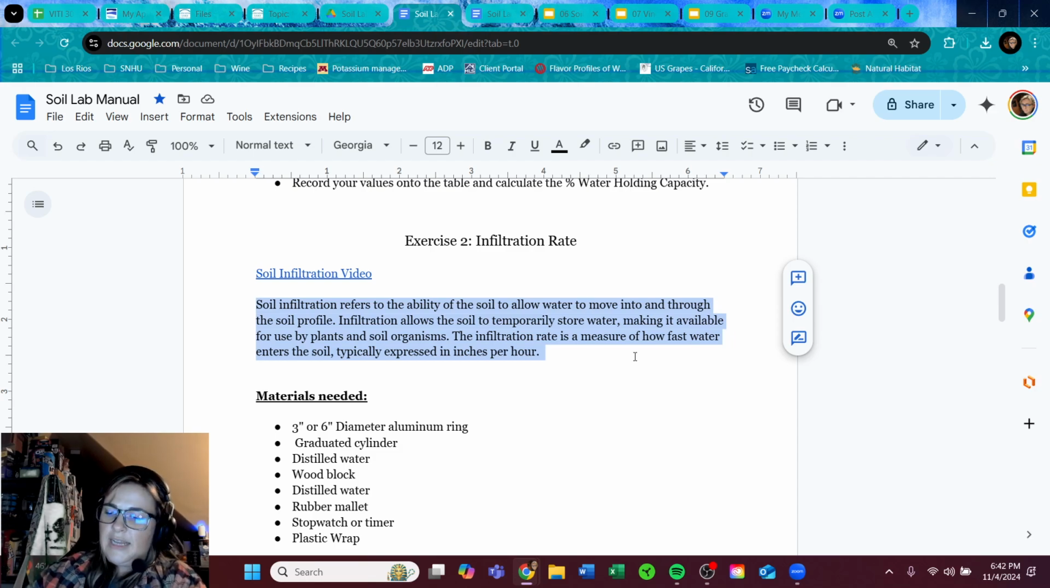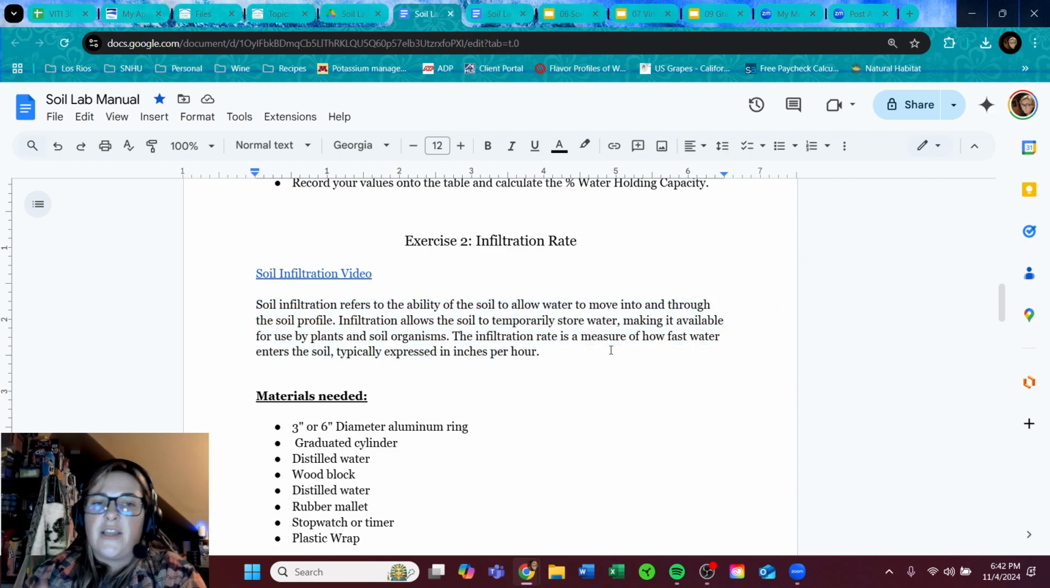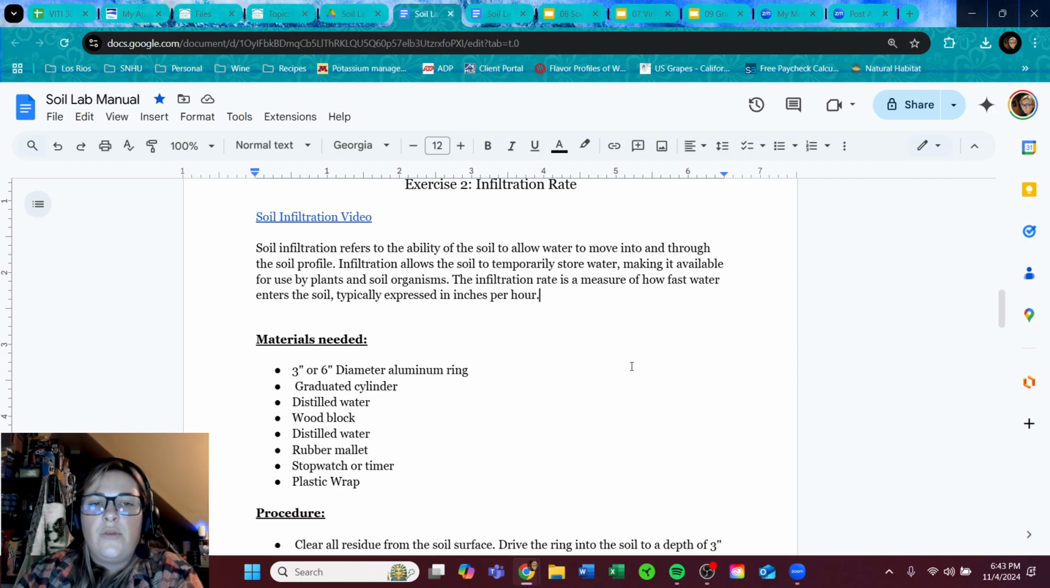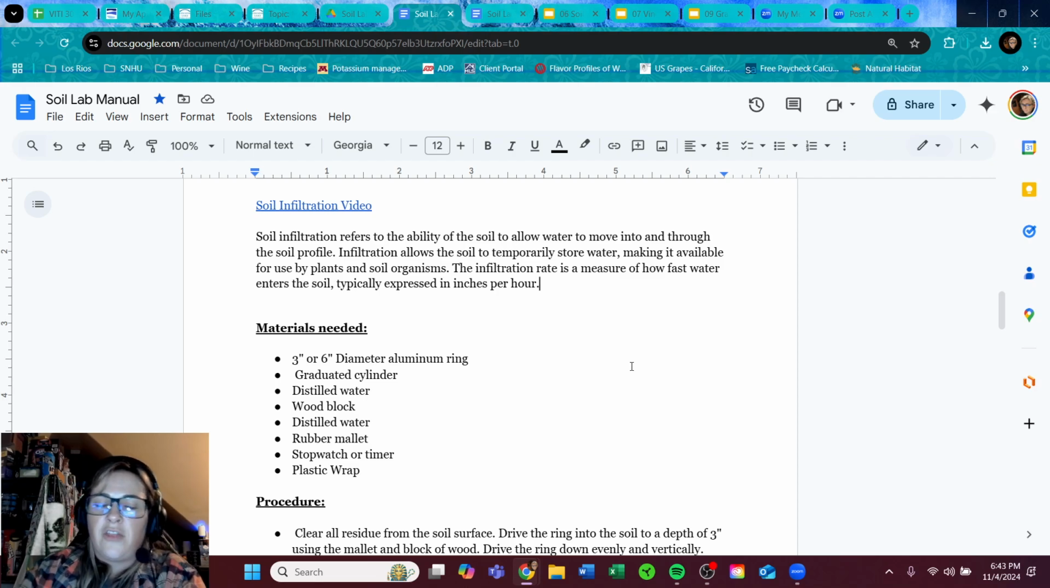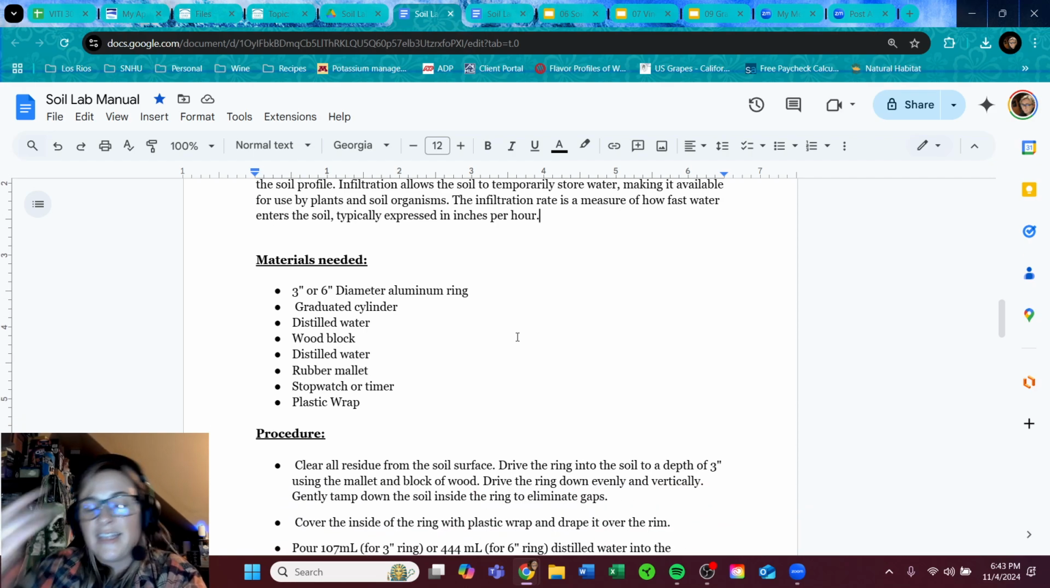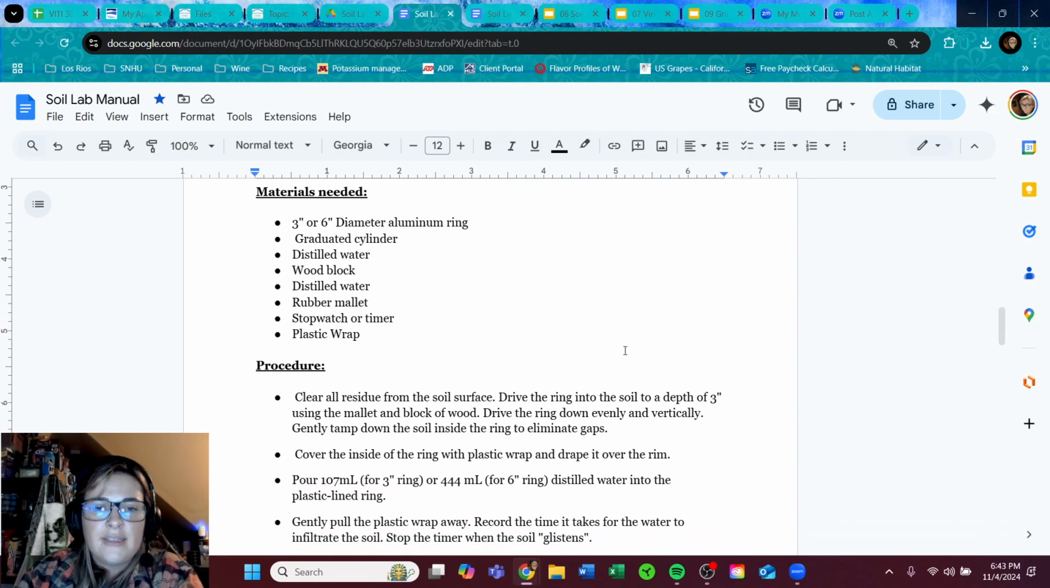Then we laid down that plastic shrink wrap, put water on top of it, and then pulled out the shrink wrap and started a timer so we could see exactly how long it took an inch of water to pass through the soil surface in that ring, right? So that was a very long practice, and we didn't really come to a lot of good conclusions other than the soil outside of the classroom is very compacted, because the water had a very hard time moving through it.